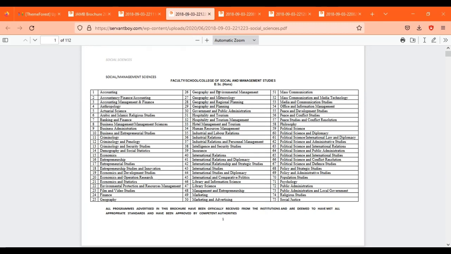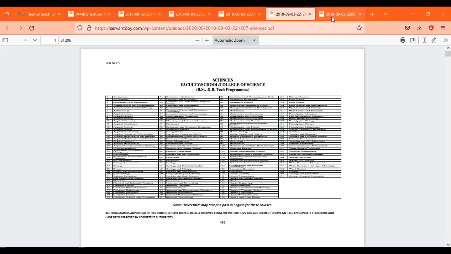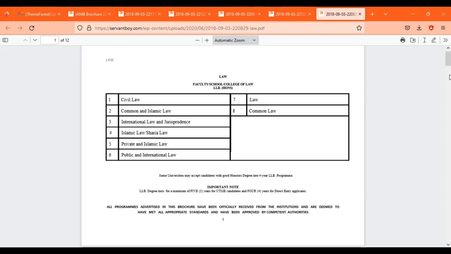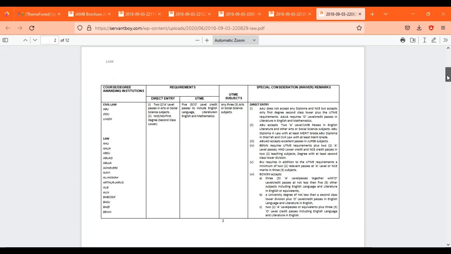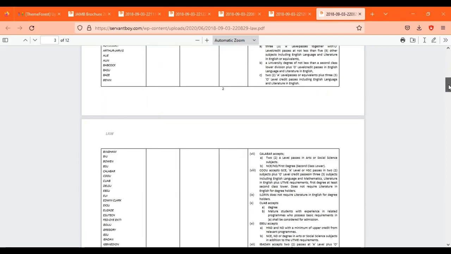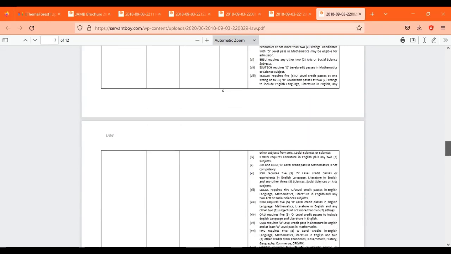Now when we check through, this is for Faculty of Social Sciences. Let us look at Faculty of Law. Let's look at law, civil law, common law, Islamic law. For civil law, the same thing with the common law, any three art subject or social science subject. Now this may not be really clear until we look at the waivers. You can see special consideration or waiver remark. Let us look at the UTME subject down here.